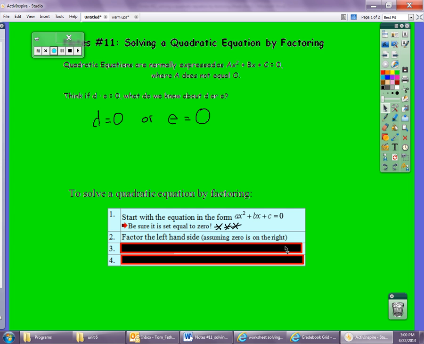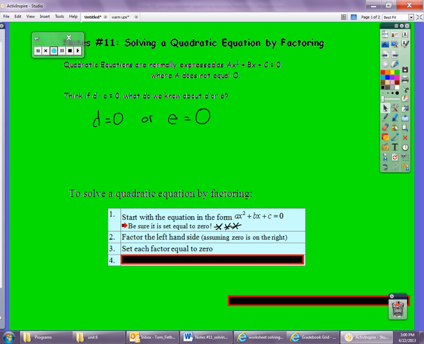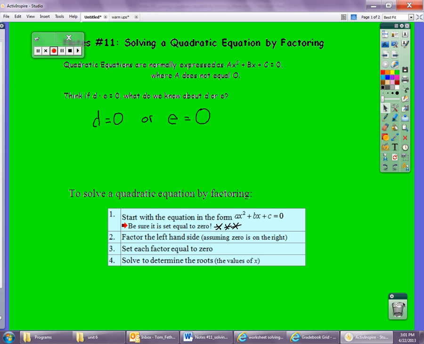After we factor, the next thing is we're going to set each factor equal to 0. Just like we said that d is equal to 0, that's the first factor, and then e is equal to 0, that's my second factor. So we can set each factor equal to 0, since something times 0 is going to give us 0. And in the fourth step, we solve the factors to determine the roots. The roots are also called our solutions, or the zeros. It's the value of x. So 4 simple steps here that we're going to look at with our 4 examples.